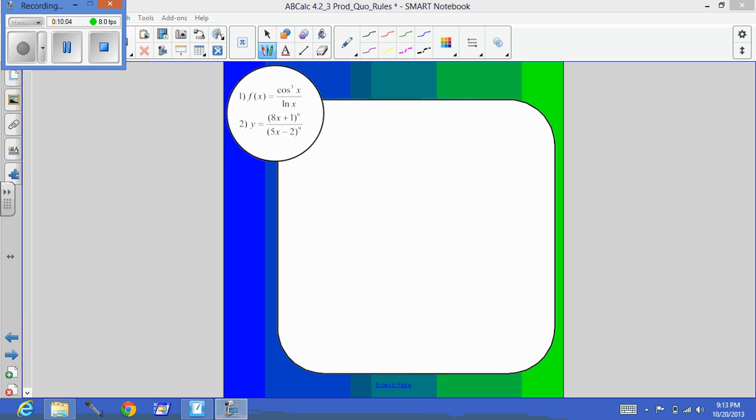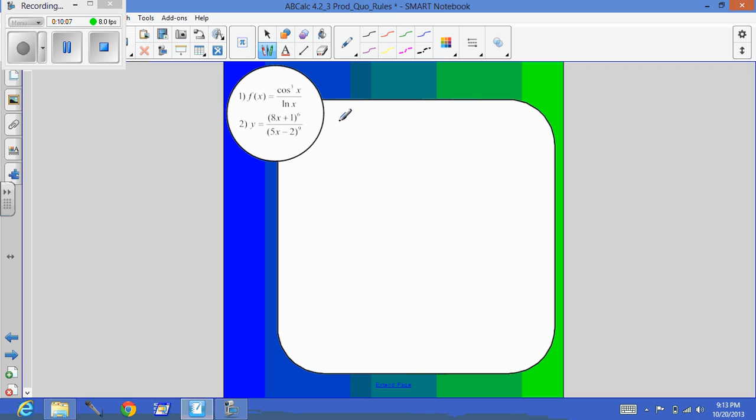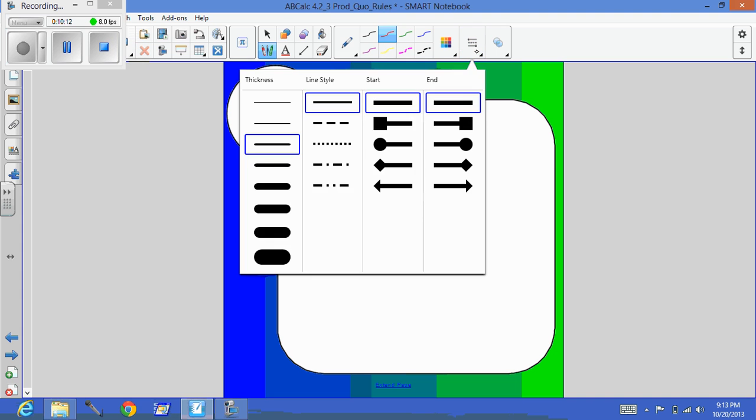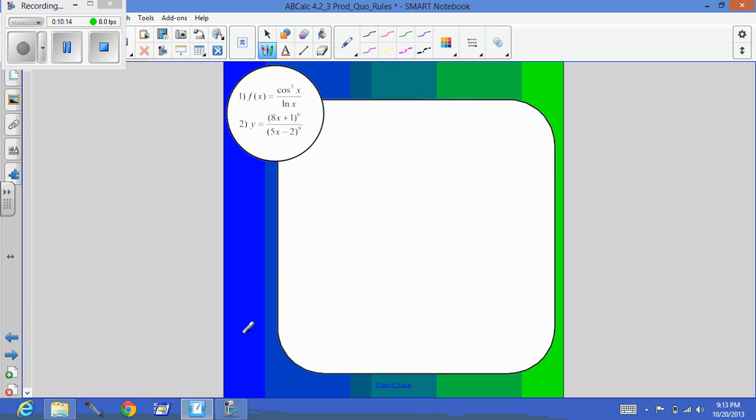I have cosine cubed x over natural log x. So f prime of x. Oh, let me get my pen. Excuse me. F prime of x is going to equal bottom times the derivative of the top.